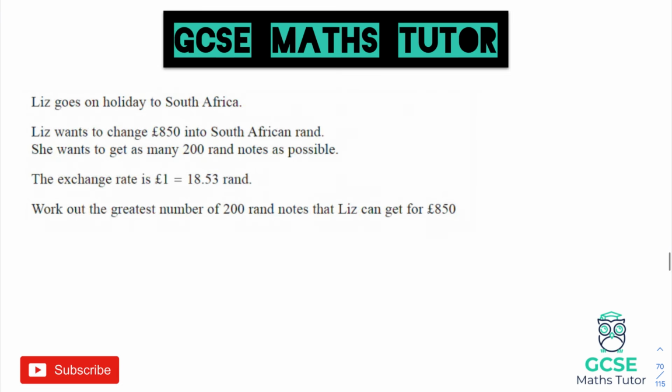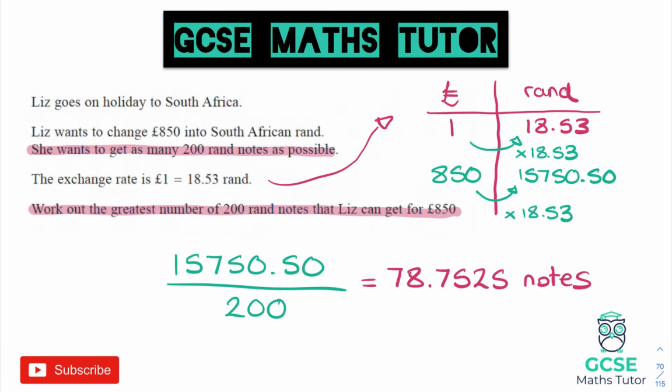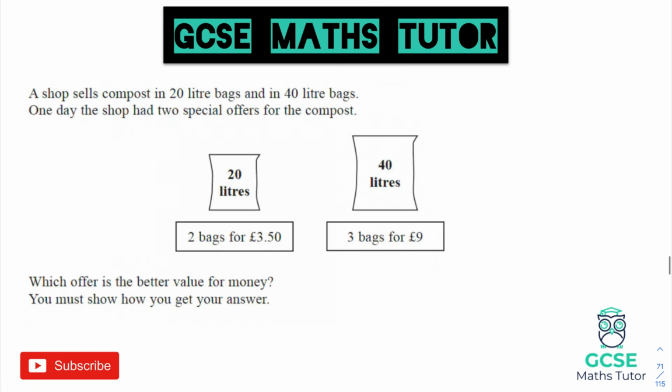When looking at an exchange rate, remember to read the exchange rate carefully. Here it's £1 to 18.53 rand. So to get from pounds to rand, you times by 18.53. So £850, we times by 18.53, and then we'd know how many rand there are. Here it says how many notes can be bought, so if we divide by 200 here, we would know that that is 78.75, but of course that's only 78 notes.